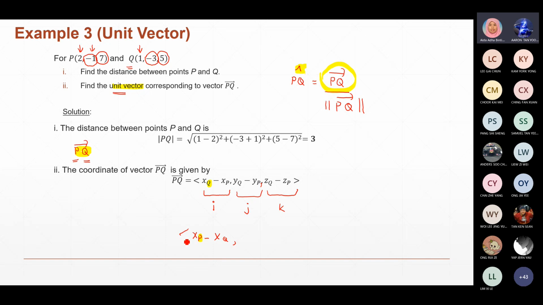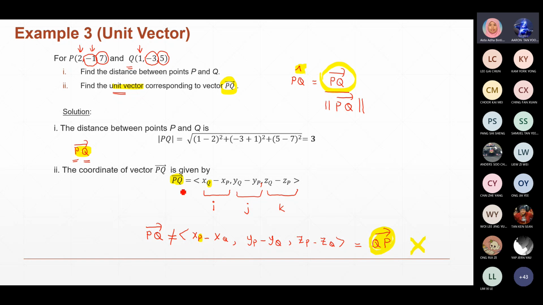This is the i element. For the y, same thing: you put yP minus yQ. For the k, you put zP minus zQ. This does not refer to the vector PQ. This is the vector QP. If the question asks you to find the vector PQ, but you give the vector QP, that is wrong, zero marks, no grace marks. I don't ask you to find the vector QP, I ask you to find the vector PQ. So please take note.